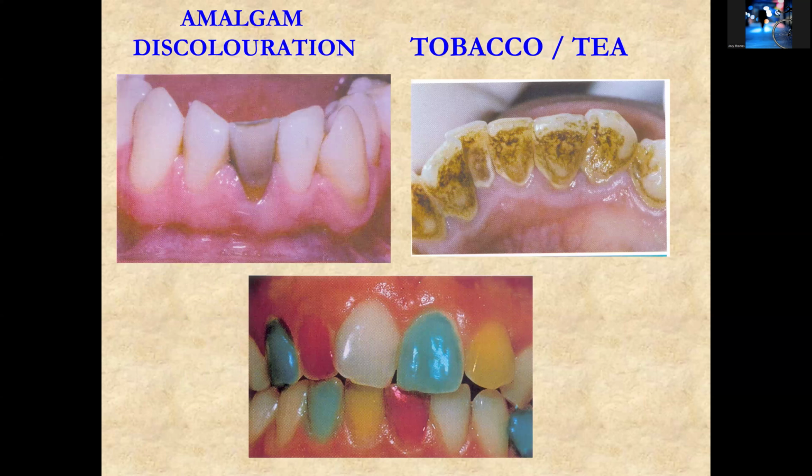So here, coming to the pictures, we can clearly see amalgam restoration can cause a dark brownish discoloration of the whole tooth. And in the second picture, you can appreciate that it can be due to tobacco staining as well as frequent tea use. And the third picture just shows artificial coloring of teeth.